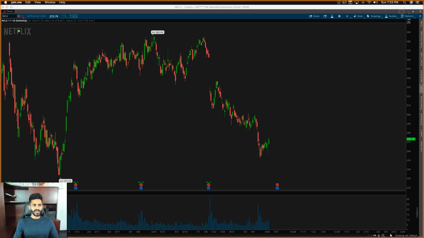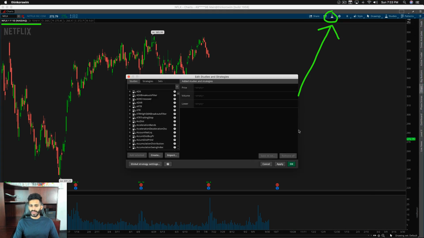All right, if you take a look here, we're on a Netflix 1 year, 1 day chart. I'm going to show you how to apply the RSI. Once again, we are on Thinkorswim, TD Ameritrade's platform. If you want to apply the RSI indicator, you go right there. If you click that, you will get another screen popping up, and search for RSI. Depending on whatever platform you use, it might have slightly different settings, but it's the same concept.